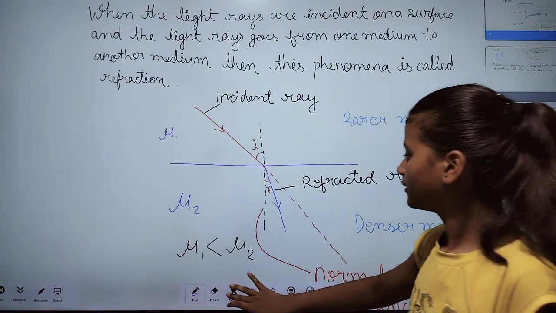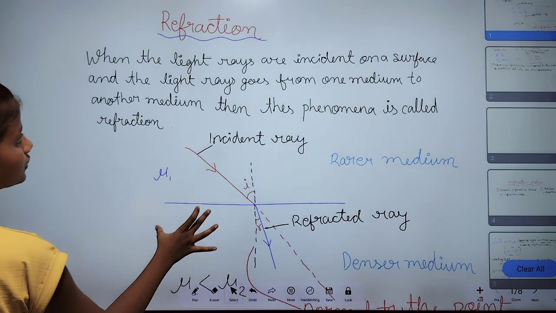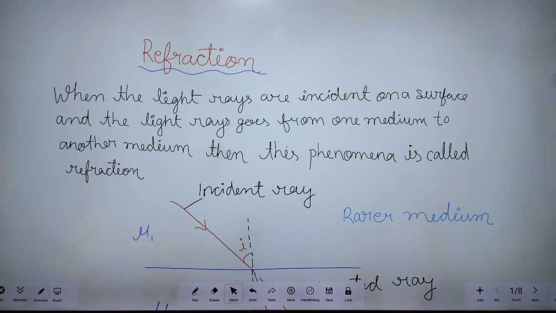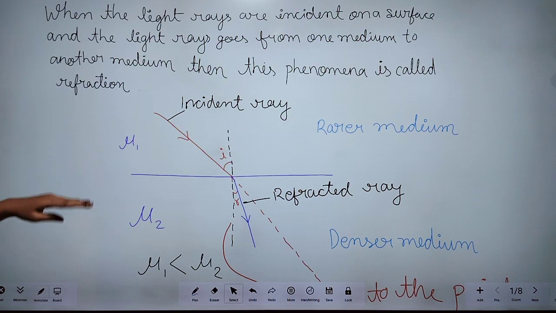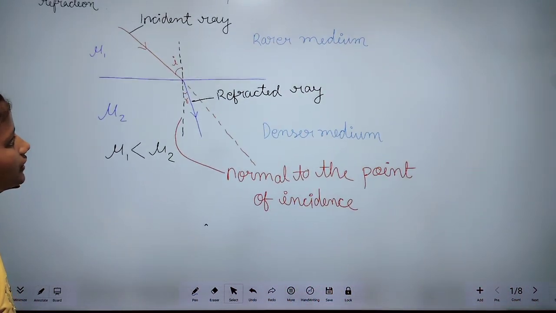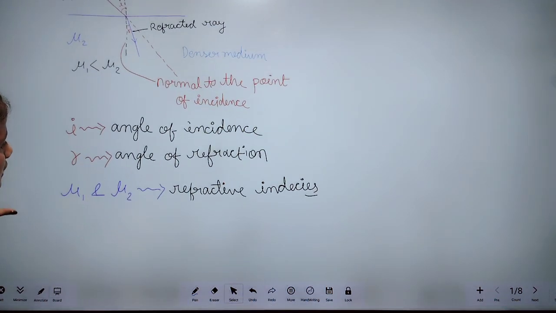We also discussed what refraction is. When light rays are incident on a surface, the light goes from one medium to another medium. This phenomenon is known as refraction. I hope you understand this figure also.